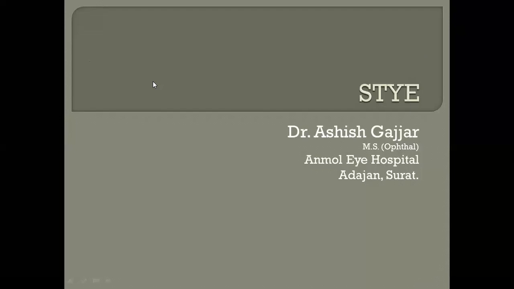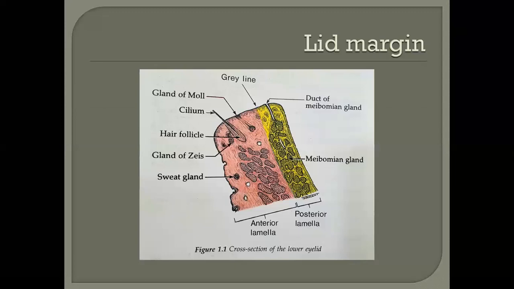Let's see the lid anatomy first, where the Stye occurs. So this is the anatomy of the eyelid, in which you can see the yellow part behind, which is the meibomian gland and tarsal plate, which we have talked about in our Chalazion topic just now. And Chalazion occurs in the posterior lamella of the eyelid, while in the anterior lamella there are certain other structures, especially you can see this is a cilium.